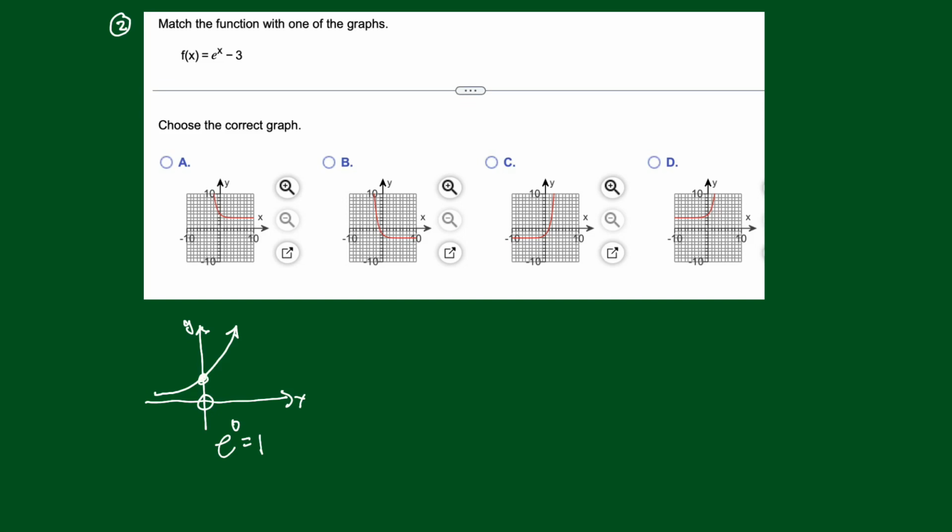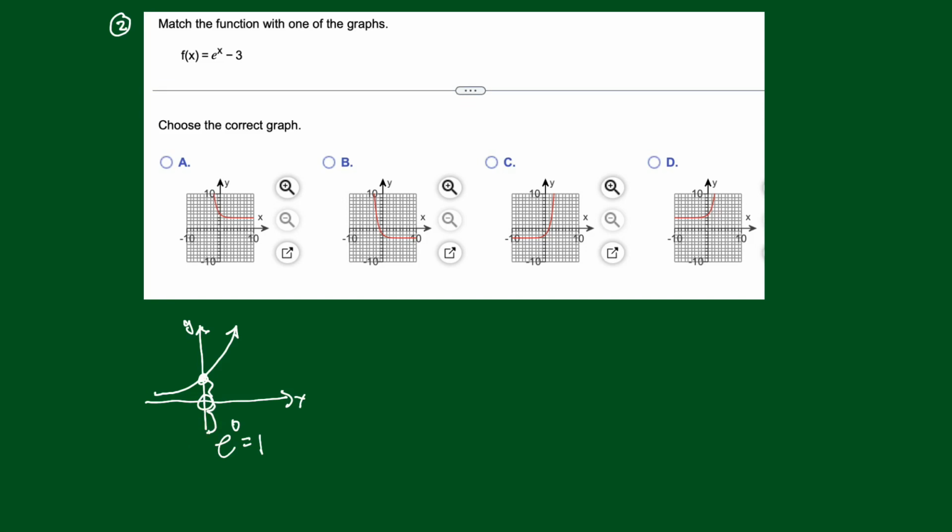And then, with our work on translations, we know that the negative 3 is going to drop this down 3 units. So if I'm at 1 here, it's going to go down 1, 2 more. So I'm looking for some graph that has this shape and goes down through negative 2. This goes at 1, but then down 3. So if I'm at 1, there's 1, negative 2.